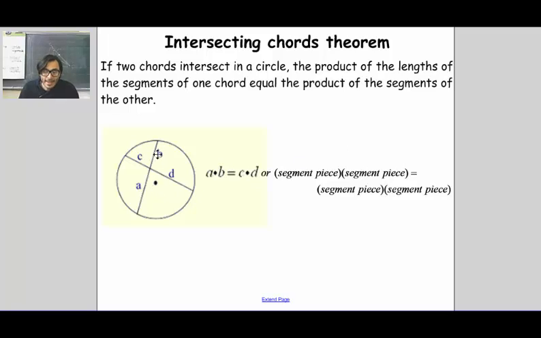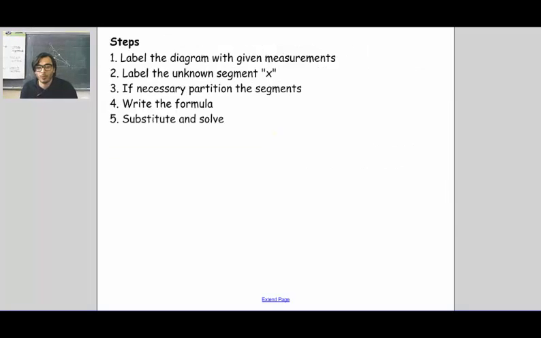A and B must be on the same chord. C and D must be on the same chord. That's why it says segment piece times segment piece, right? A and B are pieces of the same segment. So that's what the intersecting chords theorem says. Simply put, A times B equals C times D. So let's work out an example using this theorem, but first let me give you some steps I'm going to follow.